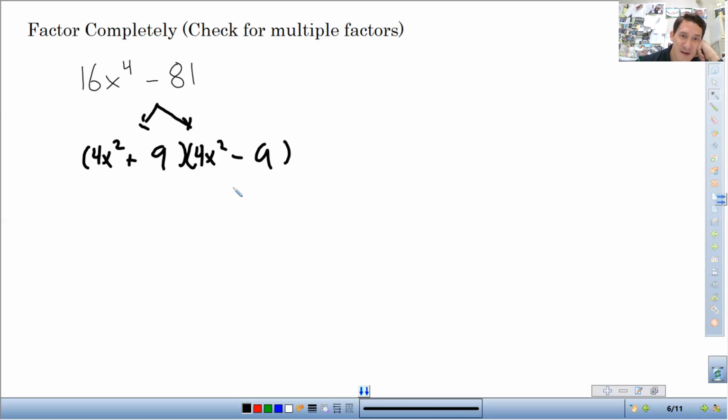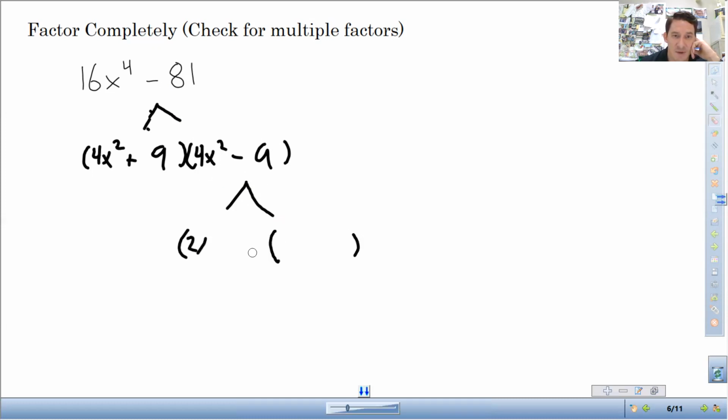But this here, this factors again. This is also a perfect square. So I need to factor this. 4x squared minus 9, that's a difference of squares again. So the square root of the first term is 2x, plus or minus the square root of the last term, which is 3.